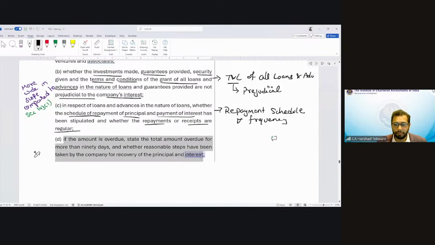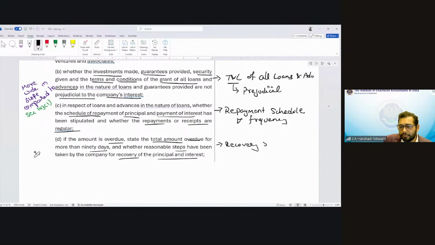Now, point number D. If the amount is overdue, state the total amount overdue for more than 90 days and whether reasonable steps have been taken by the company for recovery of the principal and interest. So, amount overdue more than 90 days, and the recovery of the principal and interest and steps taken. So, recovery steps plus amount overdue. Okay. That is the point number D that we need to report about these loans and advances.